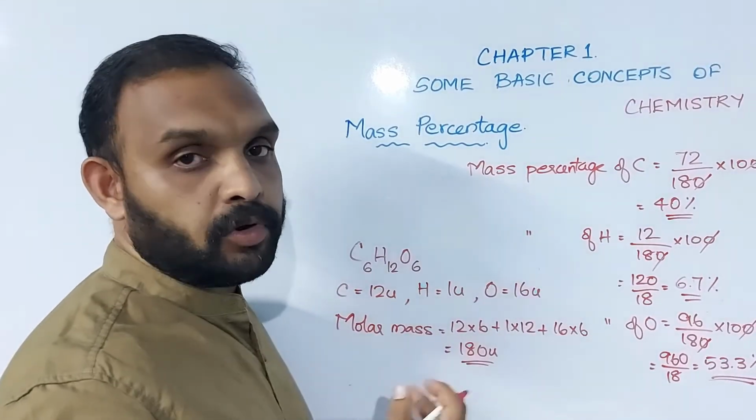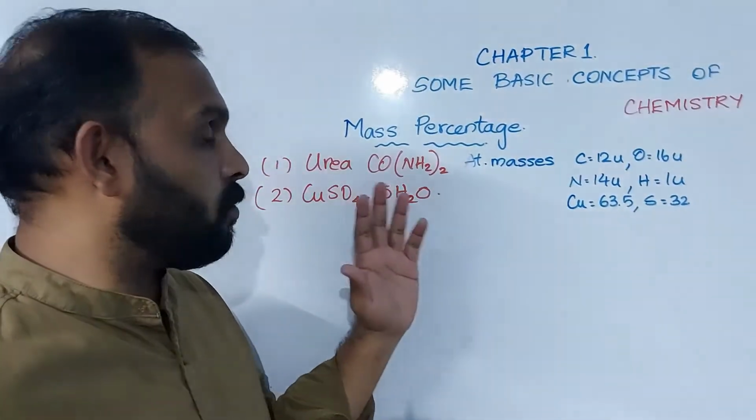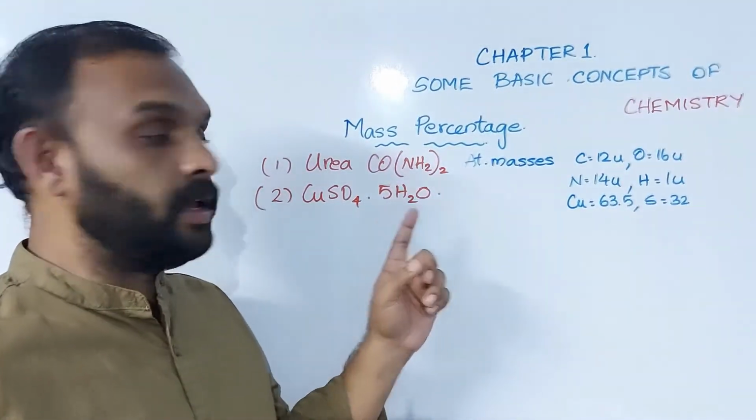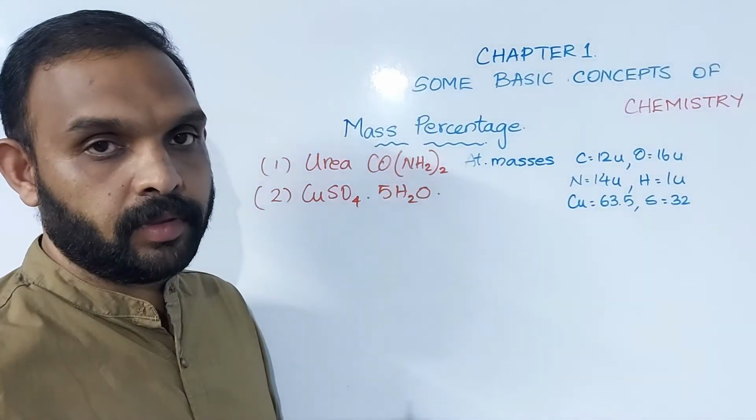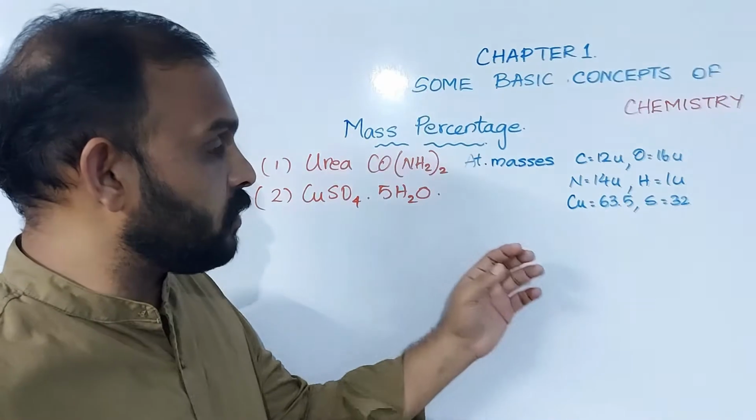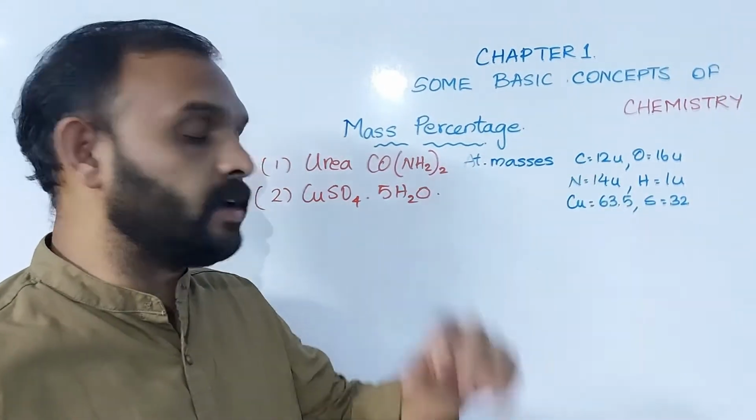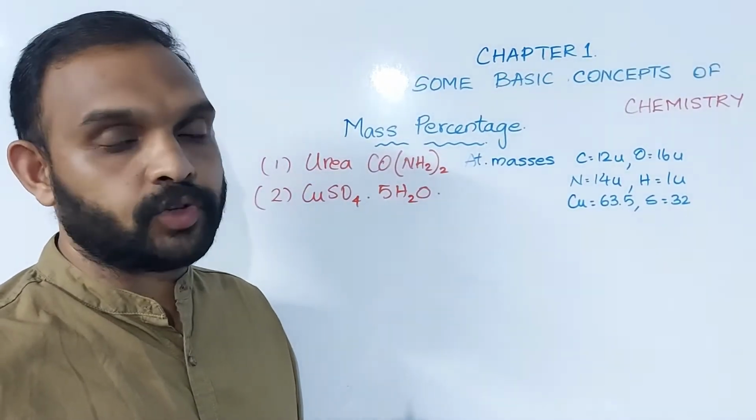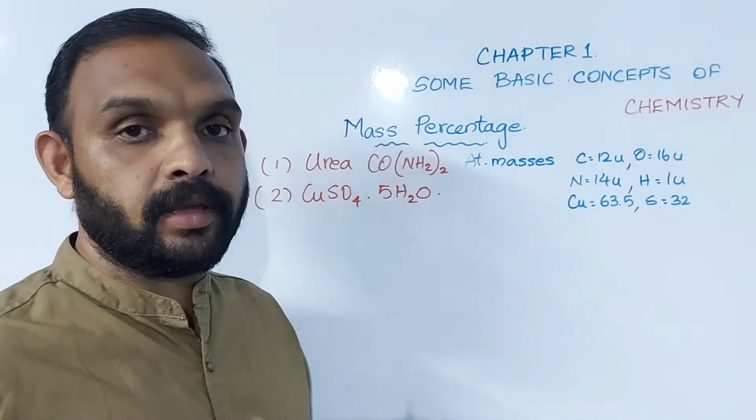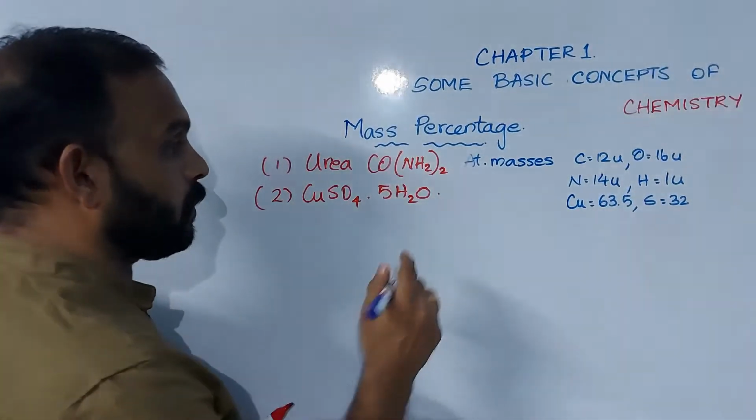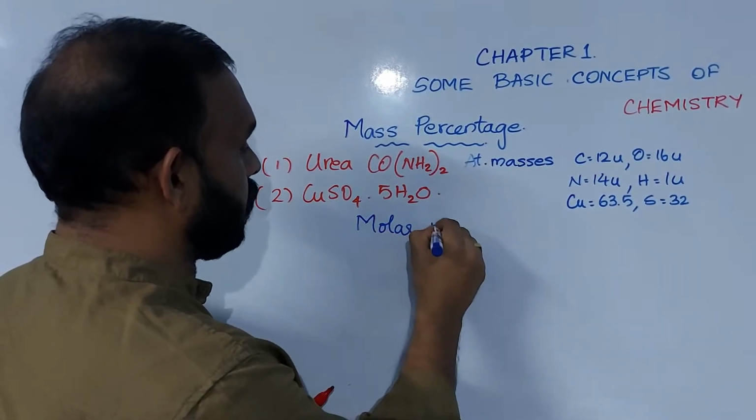Now we will do one more question. Our next question is, calculate the mass percent composition of each element in urea and copper sulfate pentahydrate. For that, atomic masses of carbon, oxygen, nitrogen, hydrogen, copper and sulfur are given. Let us start. You also do it with me. Please follow me.